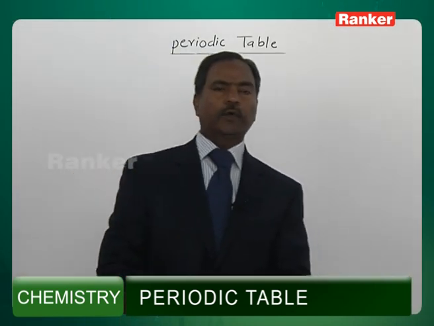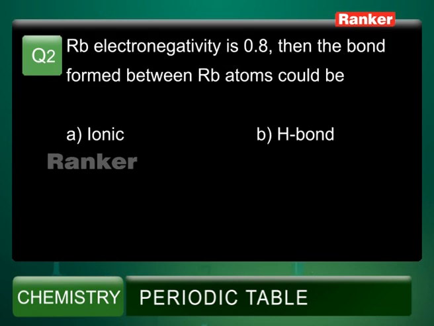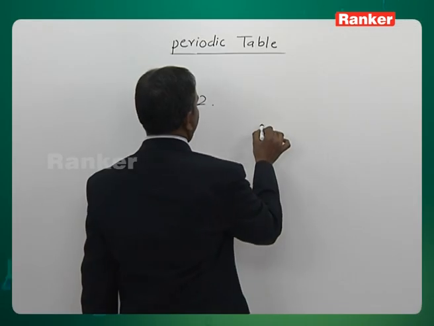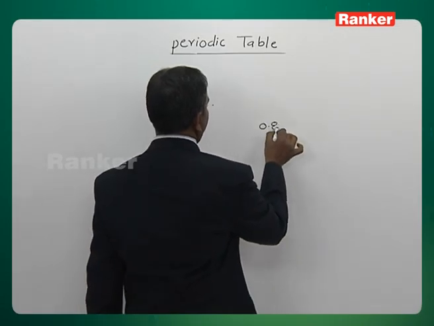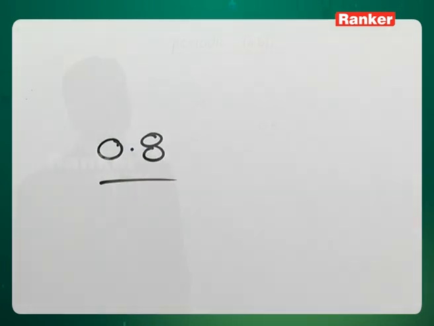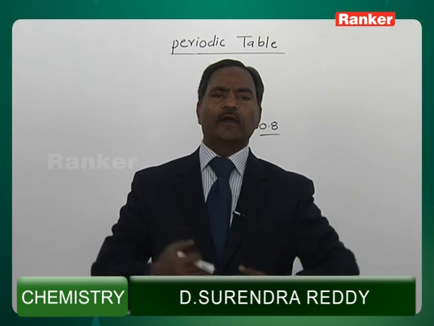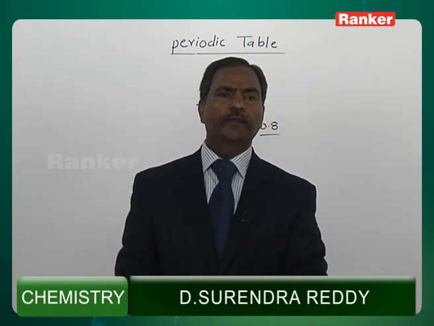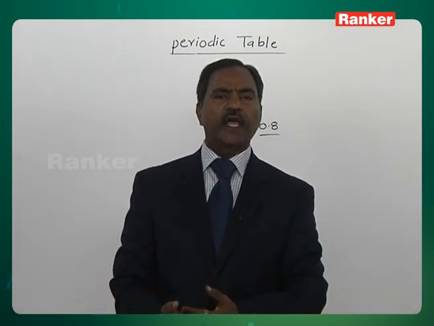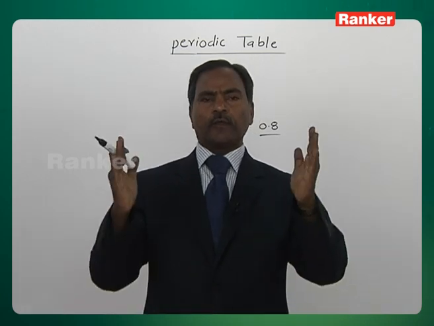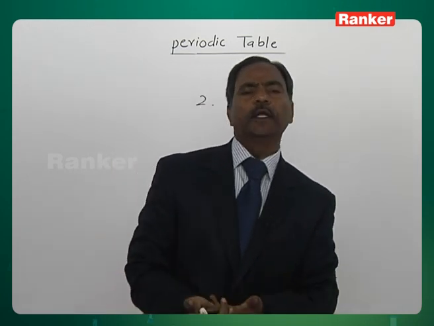Look here, question number 2. Rubidium electronegativity is 0.8. Then the bond formed between rubidium atoms could be which? Generally metals have low electronegativity, non-metals have very high electronegativity. Whenever the electronegativity is very low, they are metallic. So between metal atom and metal atom, there will be a metallic bond.